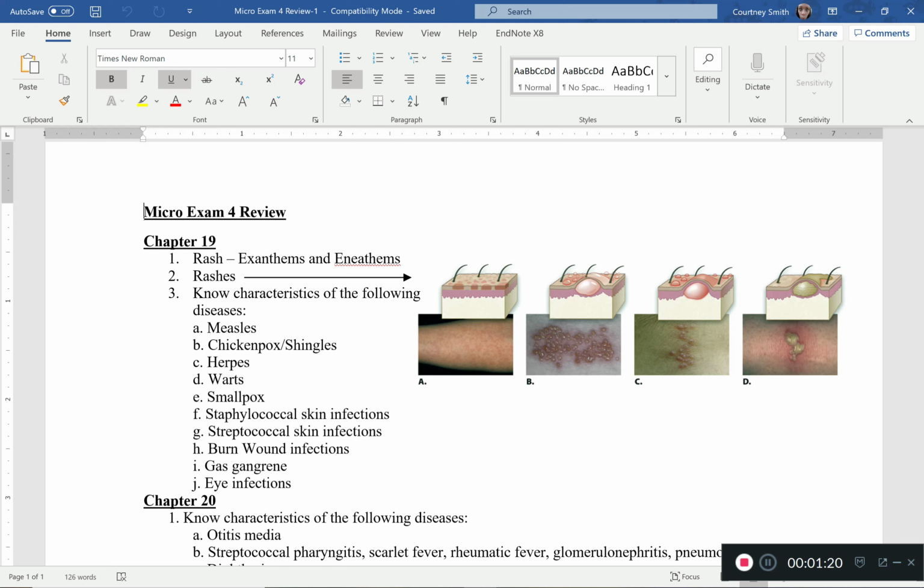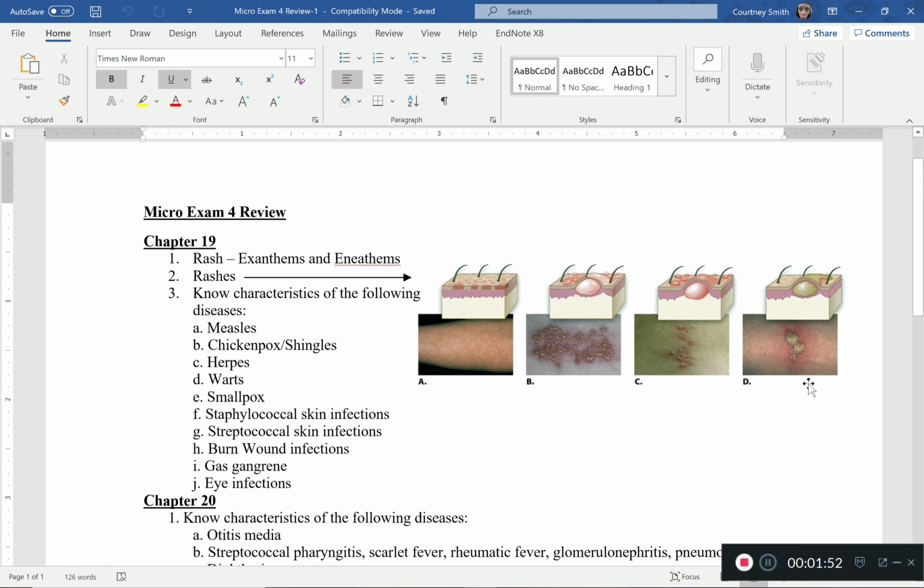So with that, let's go in order. We're going to start with chapter 19. In chapter 19, I will ask you how to tell the difference between these rashes. Definitely know this figure. I'm going to tell you the four so you can study them properly. A is the macular rash, B is the vesicular, C is the papular, and D is the pustular.